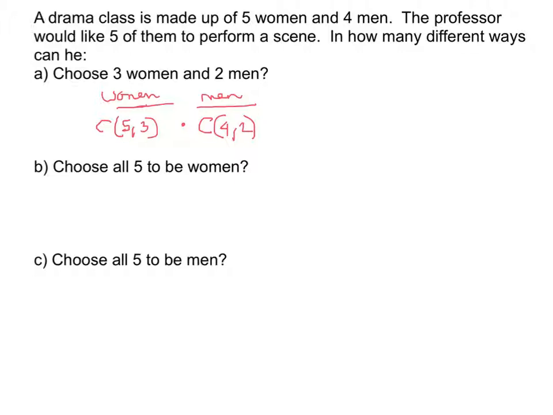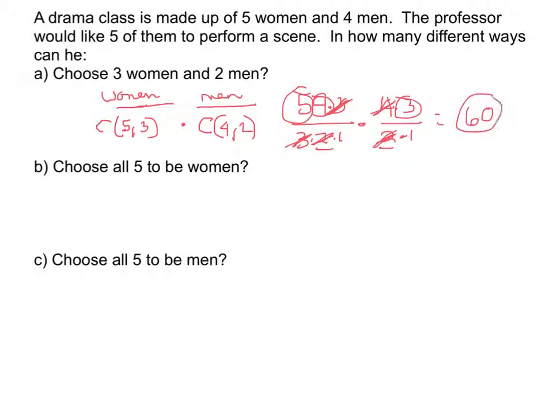If we do the math here, it becomes 5 times 4 times 3 over 3 times 2 times 1 times 4 times 3 over 2 times 1. This allows us to then go ahead and do some canceling. So I can cross this 3 off with this 3. And since 2 times 2 is 4, I can cross those 2's off with a 4. And I'm left with 3 times 4 times 5, which is just 60. So there are 60 different ways to choose 3 women and 2 men.